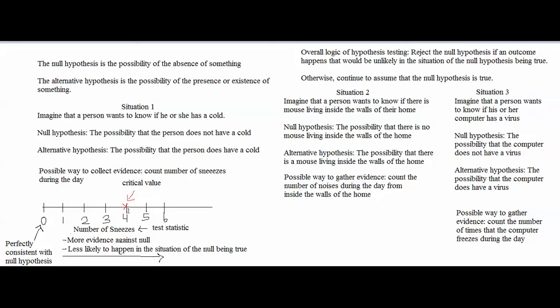And the critical value is the minimum amount of evidence, meaning it's the minimum value that the test statistic has to reach in order to reject the null hypothesis. If the test statistic falls short of the critical value, you don't reject the null hypothesis. You just assume that it's true. There's also a name for all of the values of the test statistic that start at the critical value and are higher above the critical value. This area of the number line that includes all numbers that are 4 and above is called the rejection region.